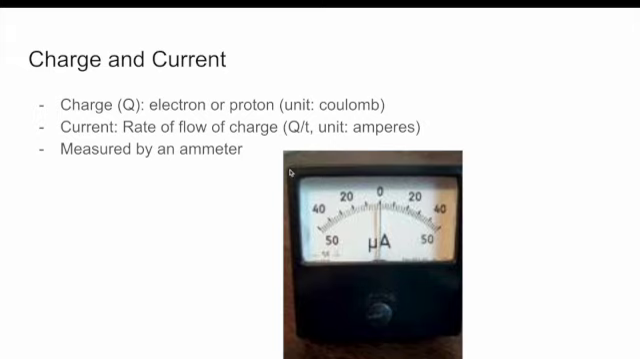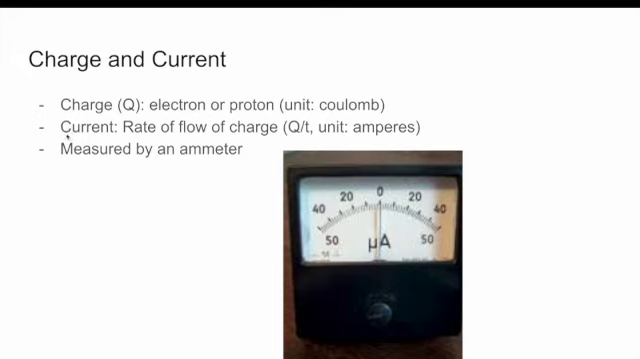So now let's look at charge and current. Charge has the symbol Q, and it's basically just an electron or a proton or a multiple of these. So it's just a plus or a minus. And the unit of charge is coulombs. So if I have a charge of positive 5, that means I have 5 protons, basically.